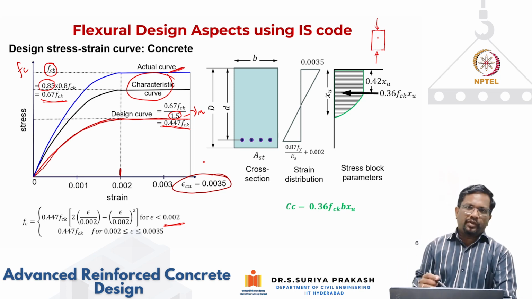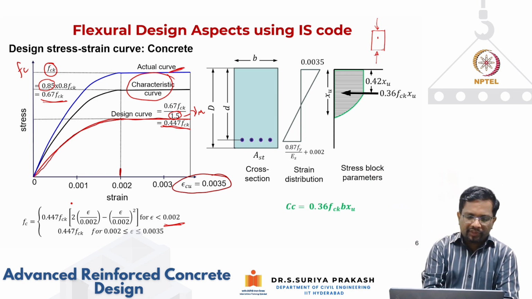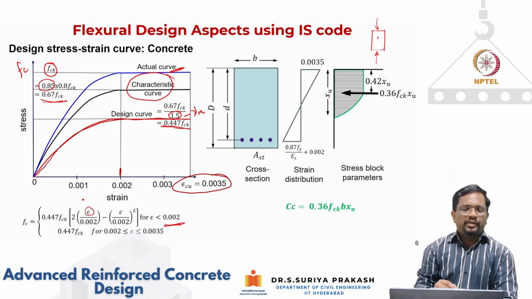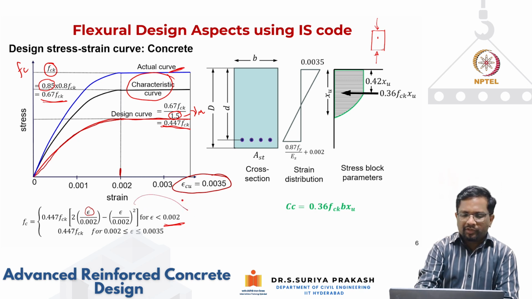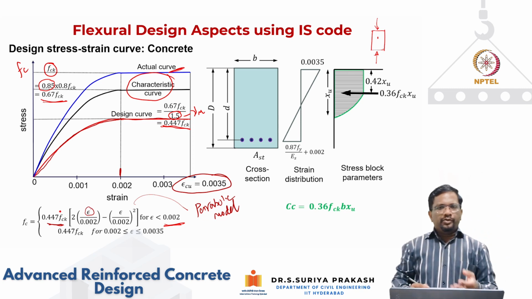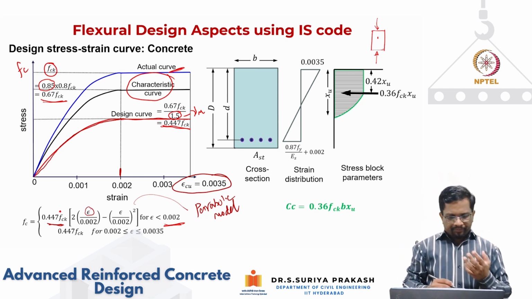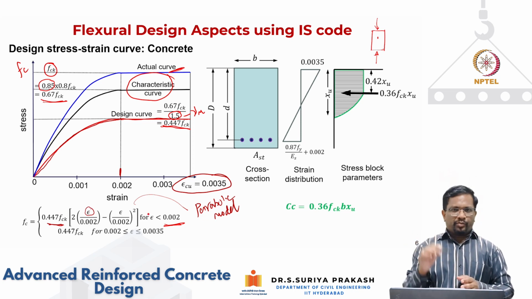So the equation for that is given here, just like your parabolic model. So you can see that for any strain epsilon, I can calculate my stress fc. When epsilon is less than 0.002, it is basically your parabolic model. This is nothing but your parabolic model. Only thing is, instead of f prime c previously used, we are using 0.447 fck. And this parabolic relationship is again valid only when epsilon is less than 0.002.